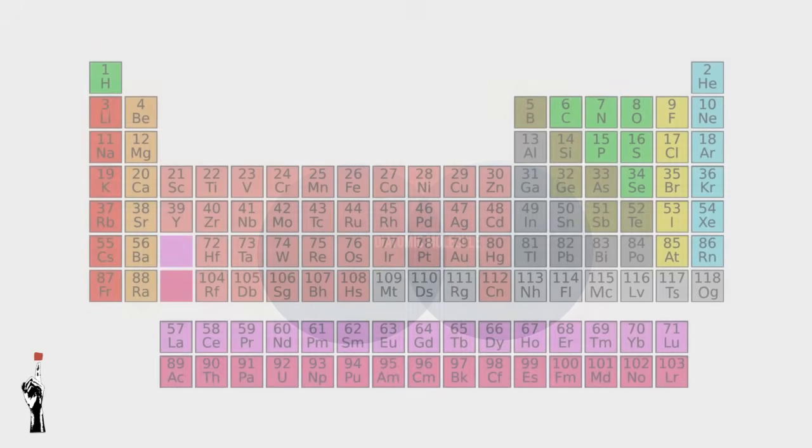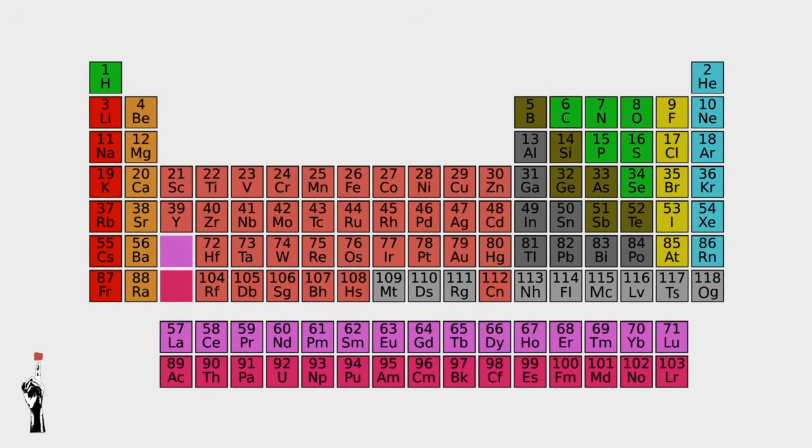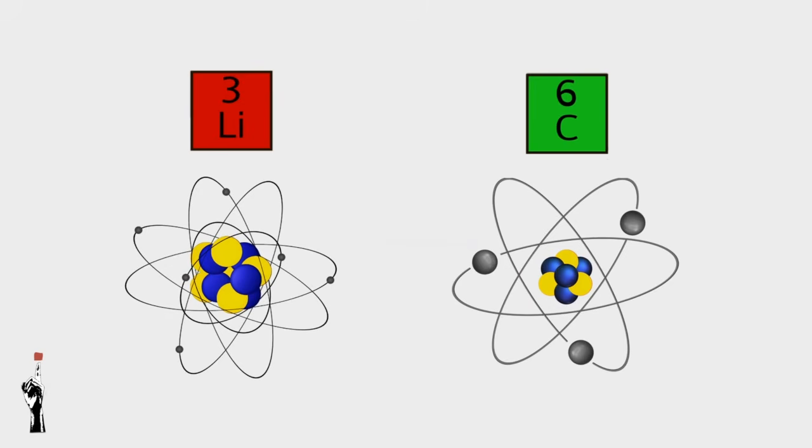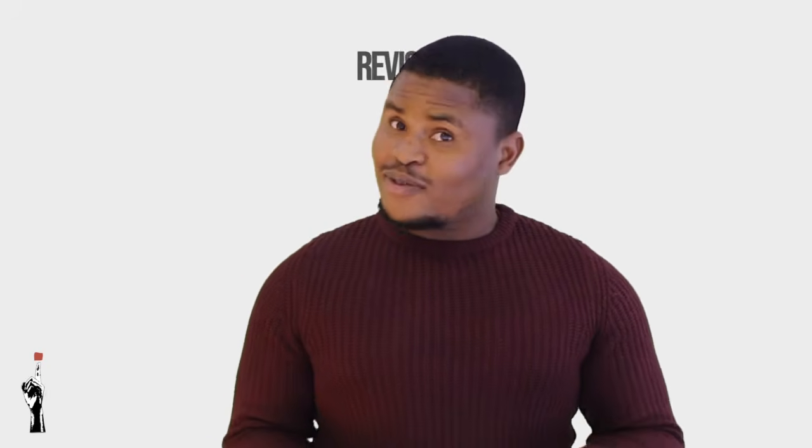Each element has a name, a symbol, and unique characteristics. As we can see between carbon and lithium, they differ in the number of protons, number of electrons, and number of neutrons. They also differ in symbols. The symbol for carbon is C, for lithium it's Li. Now, let's revise what we've done.